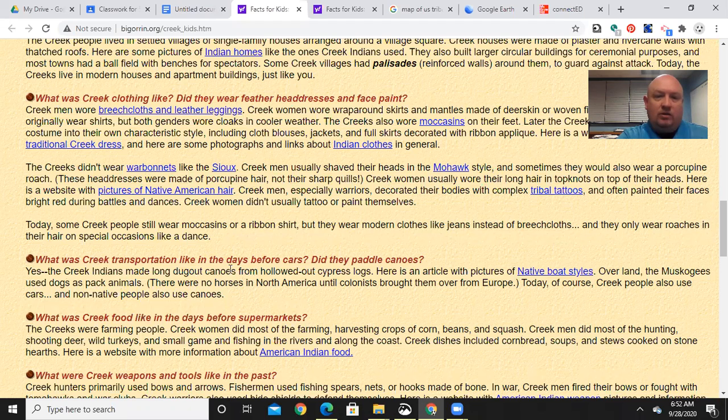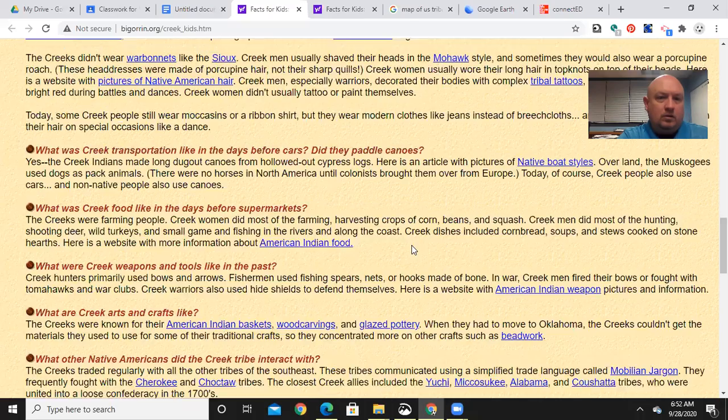They made long dugout canoes from cypress logs, which tells us that cypress was probably a common type of tree in that area. They were farming people: corn, beans, squash, deer, wild turkeys, small game.